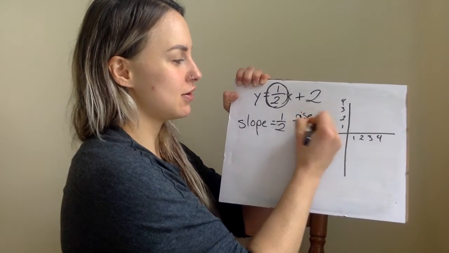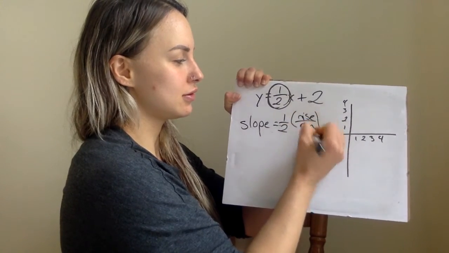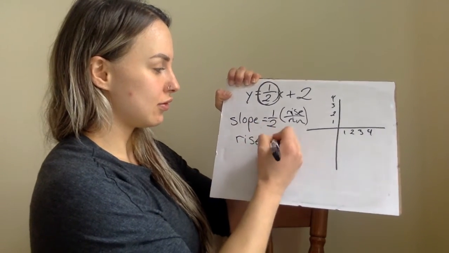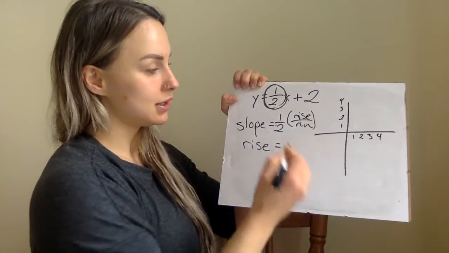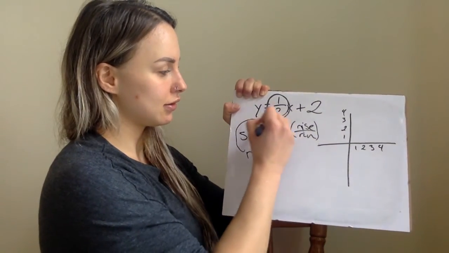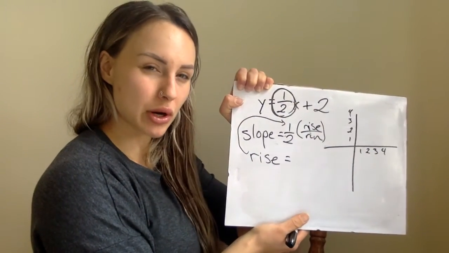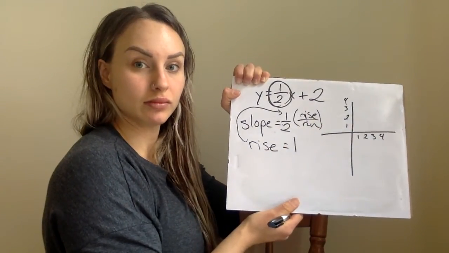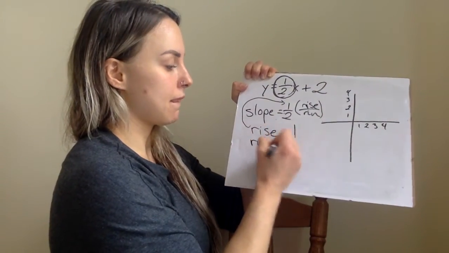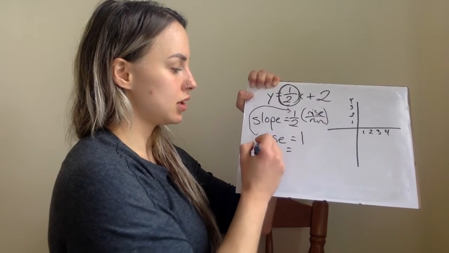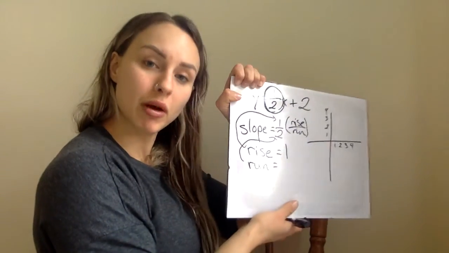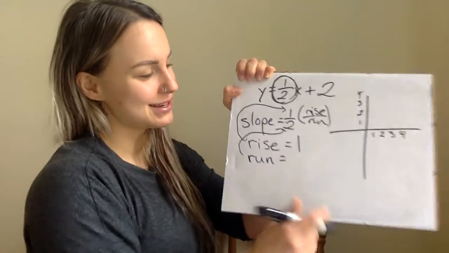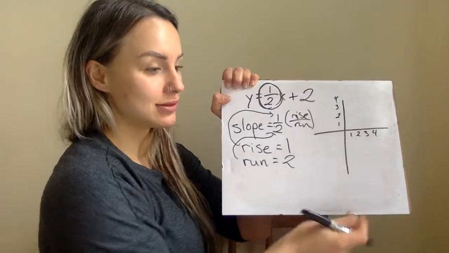And like I had said, it's rise over run. Okay? So when it's asking for our rise, it's asking for that top number. So our rise is 1. And our run is the bottom number. So our run is 2.